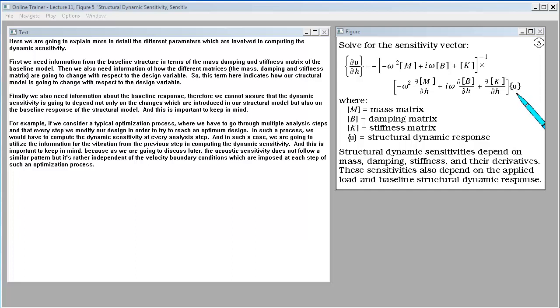For example, if we consider a typical optimization process where we have to go through multiple analysis steps, and at every step we modify our design in order to try to reach an optimum design. In such a process we would have to compute the dynamic sensitivity at every analysis step. And in such a case we are going to utilize the information for the vibration from the previous step in computing the dynamic sensitivity. And this is important to keep in mind because, as we are going to discuss later, the acoustic sensitivity does not follow a similar pattern, but it's rather independent of the velocity boundary conditions which are imposed at each step of such an optimization process.